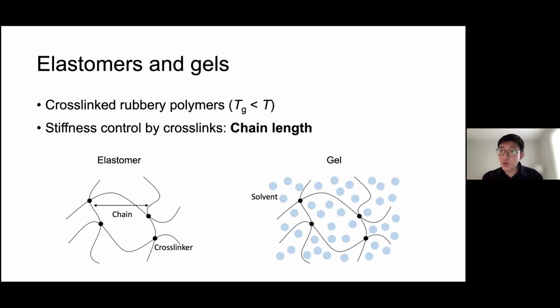We can control the stiffness of elastomers and gels very easily by controlling the density of crosslinks. If you put in lots of crosslinks, then the chain becomes shorter because the long polymer chains may have many cross-linking points. When chains become shorter, the material becomes stiffer. If you put in fewer crosslinks, then the chain becomes longer and the material becomes softer. That's how you typically control the stiffness of these types of materials. So stiffness, there's no issue, very easy to control.